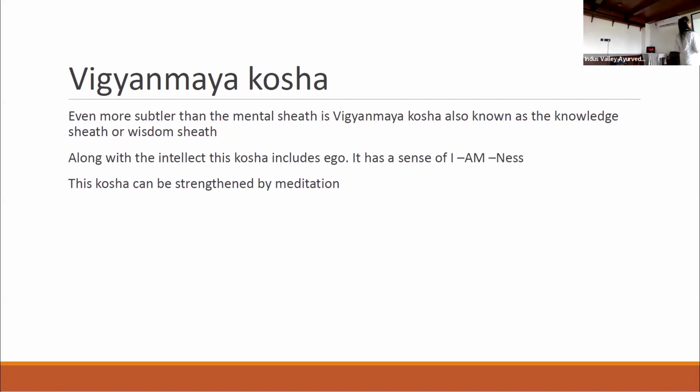Even more subtle than the mental sheath is the Vijnanamaya kosha, also known as the seat of wisdom. Along with the intellect, this kosha includes ego. It has the sense of I-ness. Mainly, what is good for me, what is not good for me, the difference between good and bad, comes from here. If your first three layers are balanced, then automatically you will take good decisions. If there is any disturbance in your first three layers, your decision making will be affected. So if you want to improve your decision making, first you have to improve your first three layers.